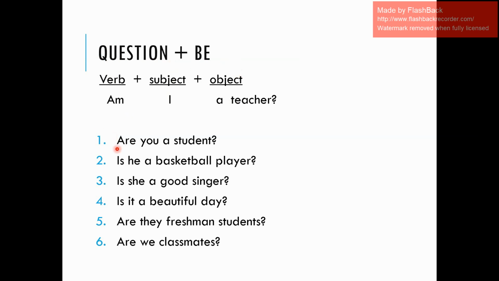So for example, are, that's the verb of be, right? Are you, so our subject is you, so it changes to are you. Are you a student? And that is our object right there. So are you a student? Is he a basketball player? Go ahead and practice, guys. Is she a good singer? Is it a beautiful day? Again, that's asking about the weather.